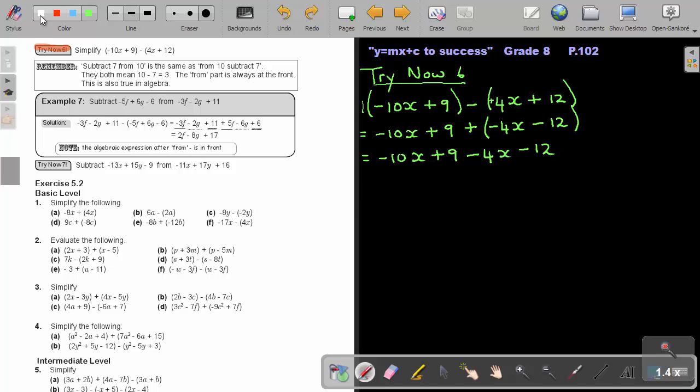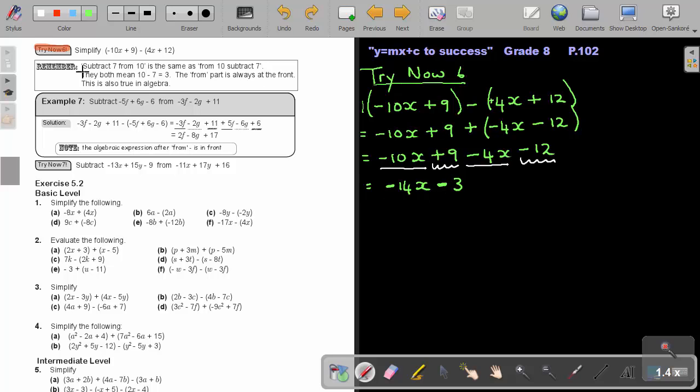Now I can mark my like terms. So this is negative 10x, negative 4x. This is 9, this is negative 12. So negative 10 and negative 4. If the signs are the same, I keep the sign and I add the numbers. And I just rewrite the x. And now, if the signs are different, what do I do? I find the difference. I subtract, so 3. And I look, did I move more negative or more positive? More negative. And that's why it's a negative. And this is my final answer. So my final answer will have 2 terms.